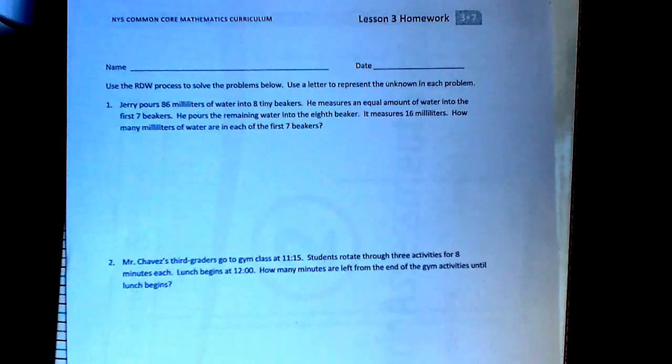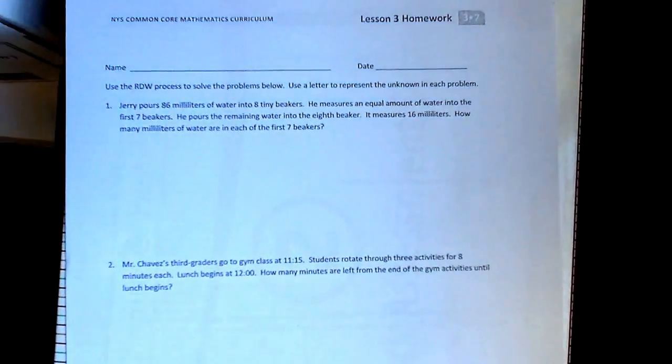So number 1 says, Jerry pours 86 milliliters of water into 8 tiny beakers. He measures an equal amount of water into the first 7 beakers. He pours the remaining water into the 8th beaker. It measures 16 milliliters. How many milliliters of water are in each of the first 7 beakers?